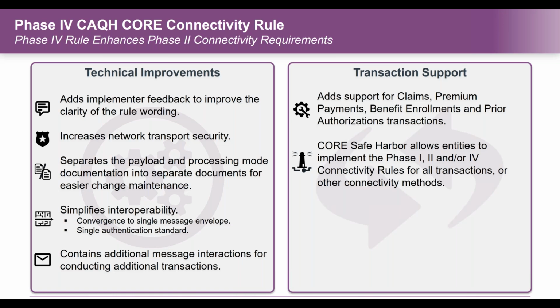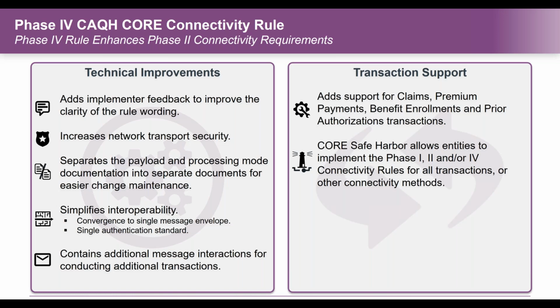So we're able to take that feedback and make changes, many of them necessary, for more clarity around the requirements for Phase 4. We've also increased the network transport security in Phase 4. We'll get into some of the details of that in just a moment. We've also separated the payload and processing mode documentation. So how we document the requirements has changed from Phase 2 to Phase 4.